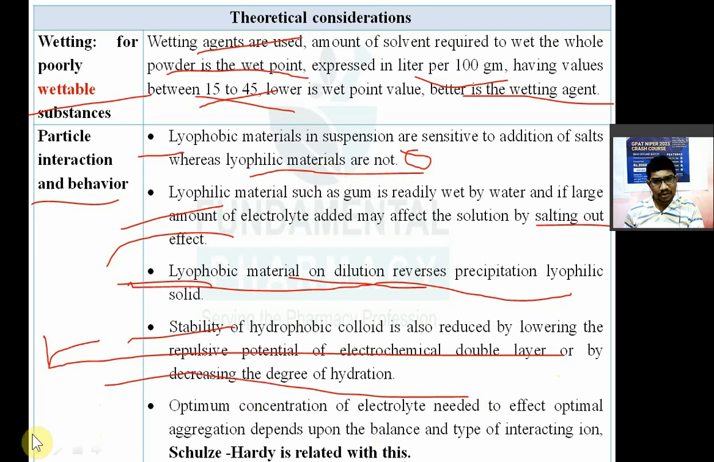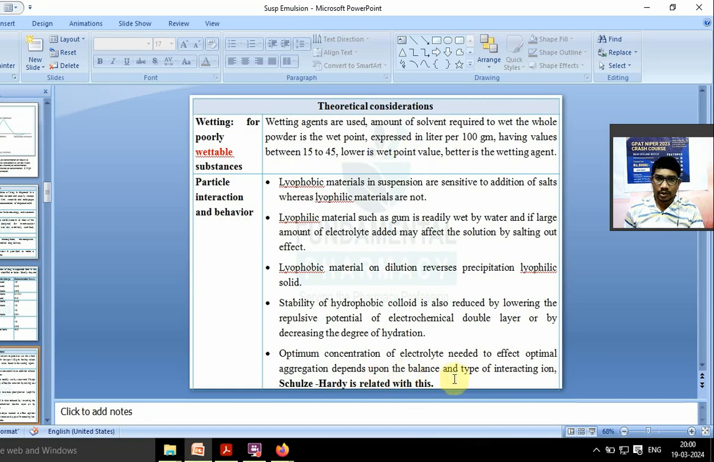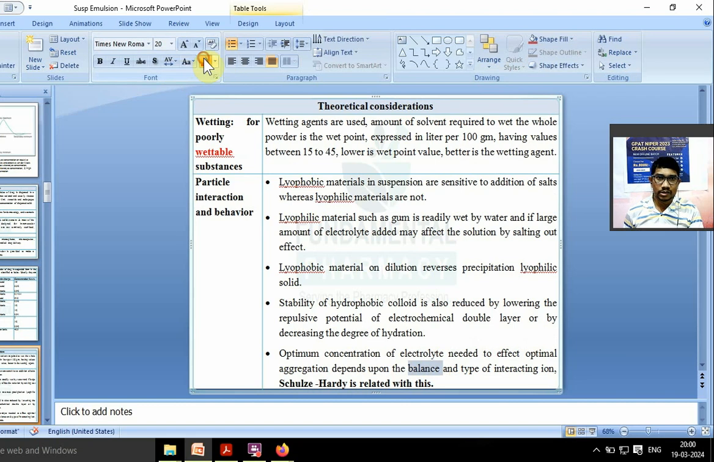The optimum concentration of electrolyte needed to effect optimal aggregation depends on the valence, and type of interacting ion, which is given by the Schulz-Hardy rule. We have already seen this. The precipitating power of an electrolyte is given by the Schulz-Hardy rule. We have seen it in the colloid chapter.